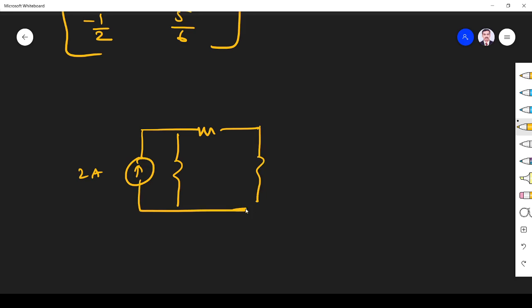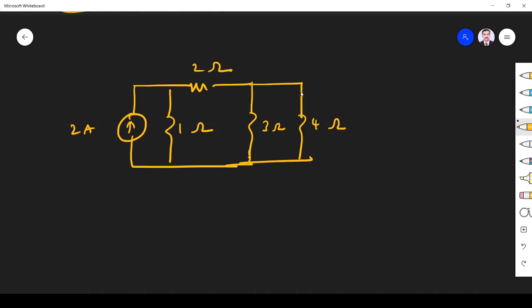Now the circuit is like this. In the output we are connecting 4 ohm, 2 ohm, 3 ohm, 1 ohm, right? Now what they are asking is to determine the current in a 4 ohm load. So we have to find the current through this 4 ohm load. This is what the second part of the question deals with. Let us see how we are going to find it.